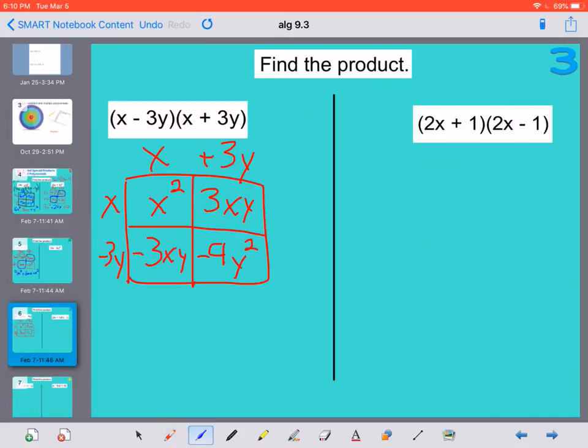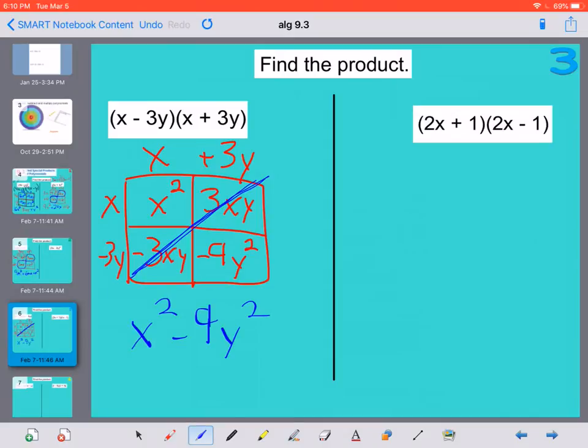Now what happens here is I have negative 3xy and 3xy. Those are going to cancel out. So what we're left with is x squared minus 9y squared.